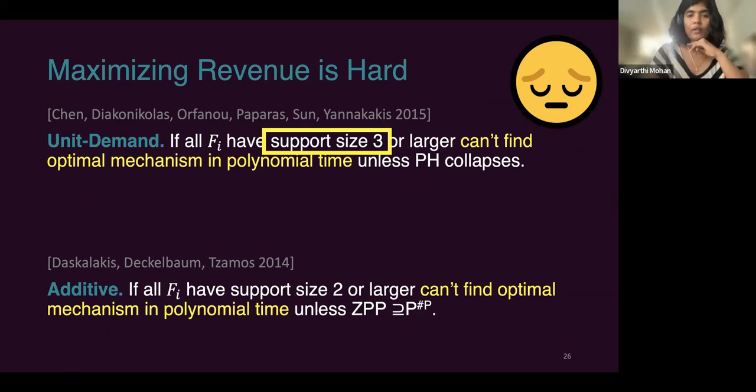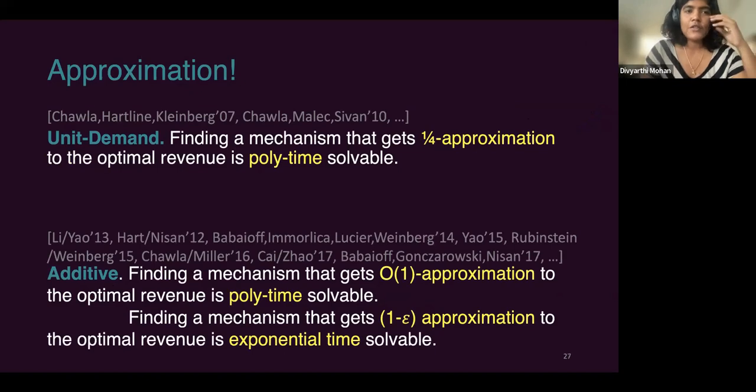Okay. So this is not just about the continuum, but even when you only have finite support of just size 3, you can't find the optimal mechanism in polynomial time. But no worries. As I said, we know how to handle hard problems, we approximate, right? So in a line of work started by Chawla et al., we know that you can find a 1/4 approximation to the optimal revenue in polynomial time.